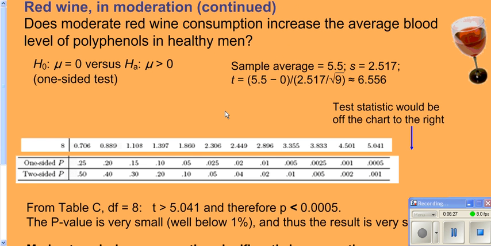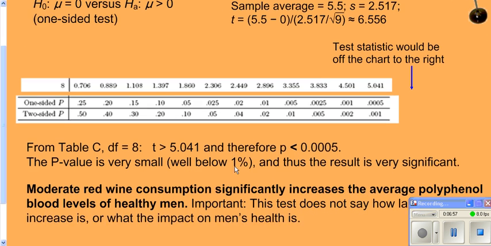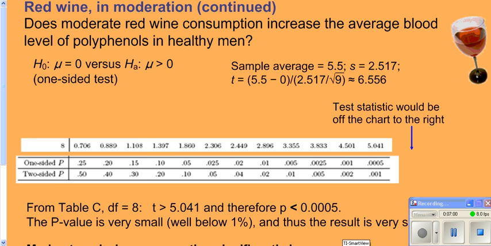So now let's go back to the red wine problem. Our null hypothesis is 0. We're assuming it's going to help the polyphenols in the blood, so we're going to say it's greater than 0. Our sample average was 5.5. Our standard deviation from our sample is 2.517. We could go ahead and do the t-statistic by hand, but let's go ahead and use our calculator.